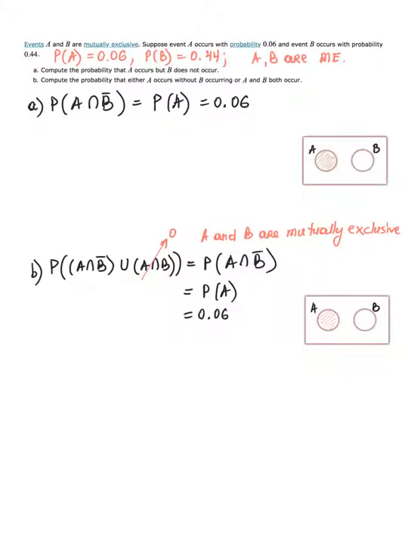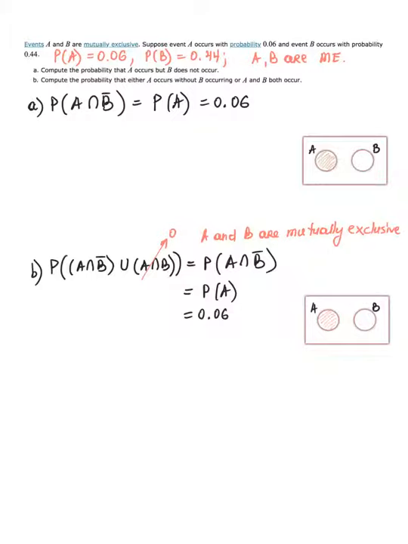Here is another example for us. Events A and B are mutually exclusive. Suppose event A has a probability of occurring of 6/100, and event B occurs with probability of 44/100, and we of course know that they're mutually exclusive. Part A, compute the probability that A occurs but at the same time B does not occur. So A intersection B bar, or complement of B. Using the fact that A and B are mutually exclusive, we can simplify the statement to saying probability of A occurring and B not occurring at the same time means just probability of A occurring, which is given to be 6/100.